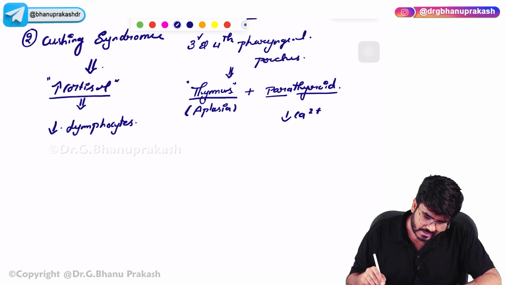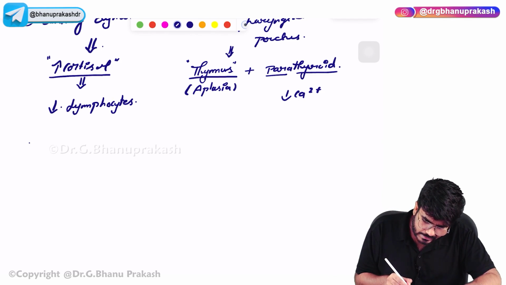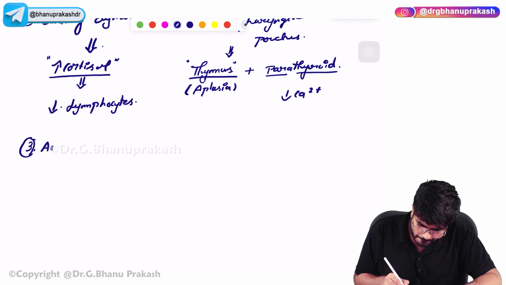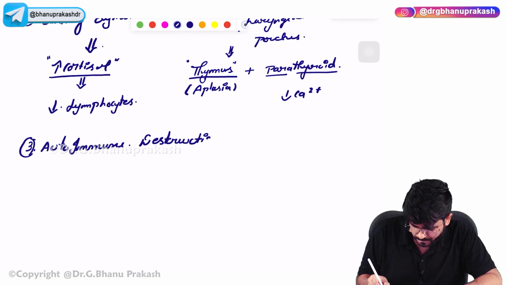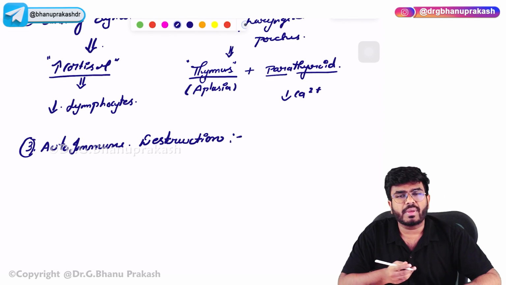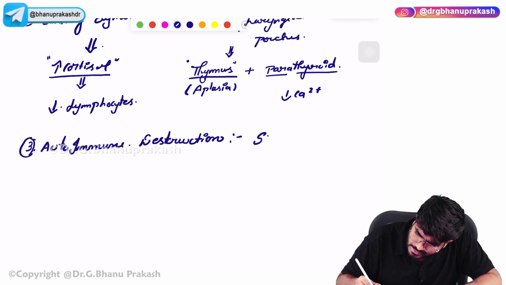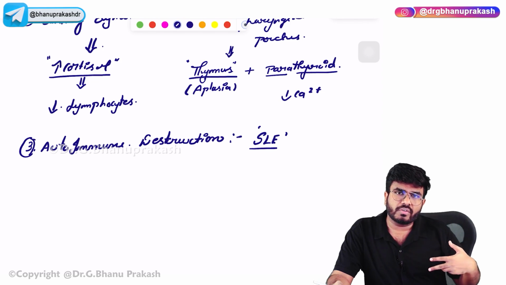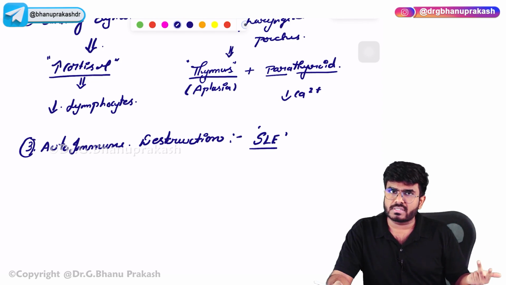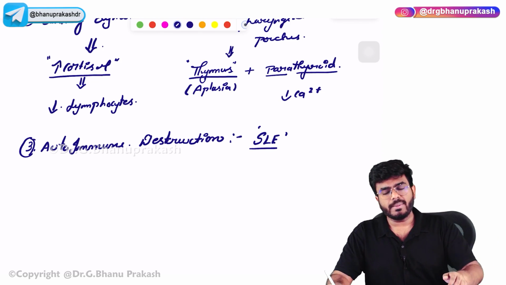So Cushing syndrome. Next, any other condition? Immunodeficiency I have explained, high cortisol levels I have explained, and the third reason may be autoimmune destruction. Autoimmune destruction means the patient is producing antibodies and these antibodies are attacking the lymphocytes. For example, it is seen in conditions like SLE, systemic lupus erythematosus. You all know in SLE, the patient produces antibodies which attack the own blood cells. So in a condition like SLE, there will be autoimmune destruction of the lymphocytes, so lymphopenia is possible.